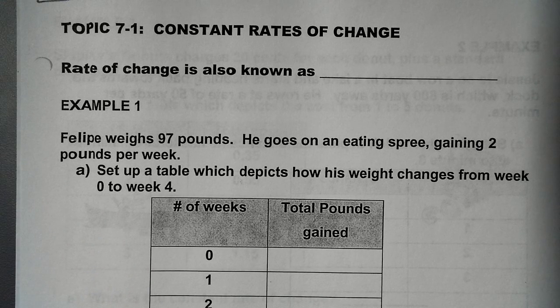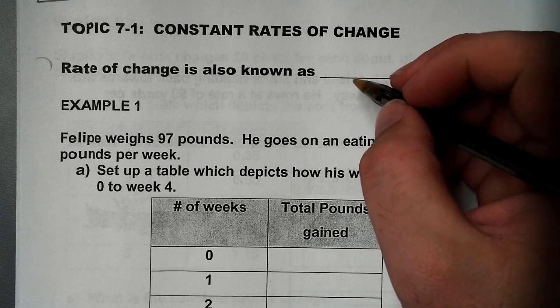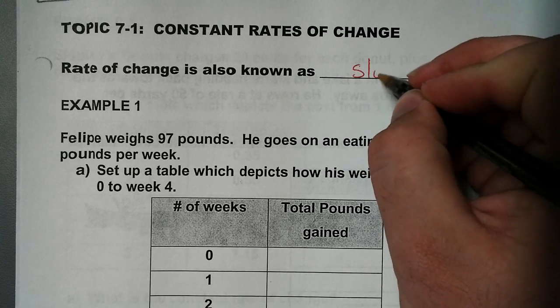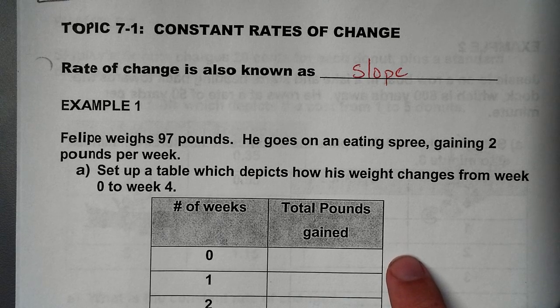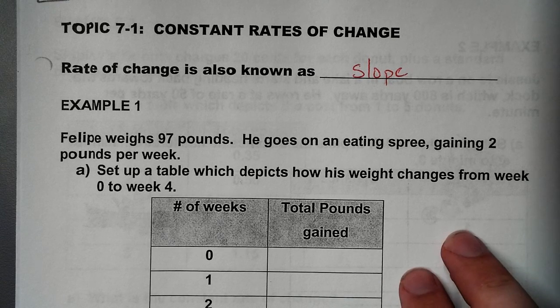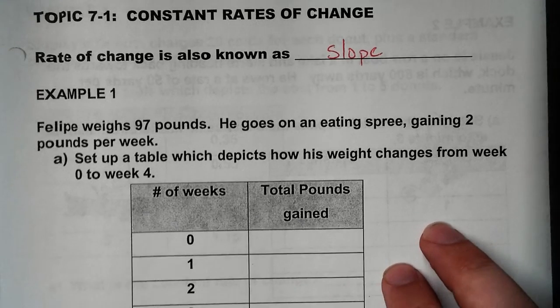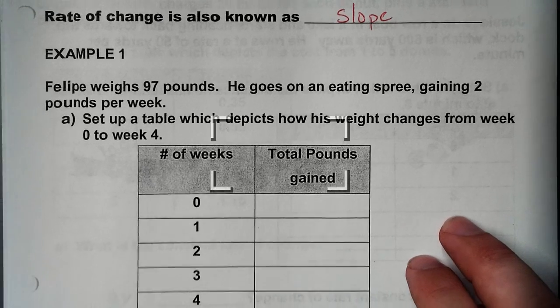Hi guys, it's Coach Day, and today's video is going to go over the constant rates of change. Now, another word for rate of change is also known as the slope. Basically, the last few days we've done slope on a graph, we've done slope with points, and now we're going to find the slope when it's in a table. So let's read the first example and we'll set it up together.